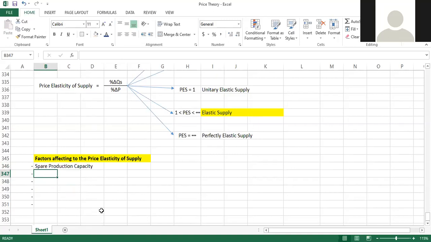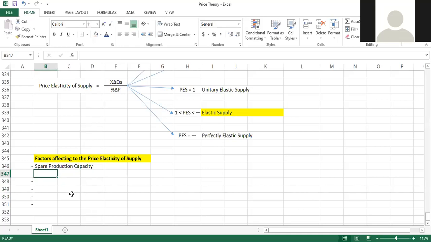So in addition to that, what else? Unlike demand, when the price increases, suppliers are willing to supply more. Therefore, here the price elasticity of supply is mainly determined by the ability to supply, right? So that's why the main thing is production capacity. Whether there is spare production capacity, then it is possible to increase the supply. Otherwise, not.